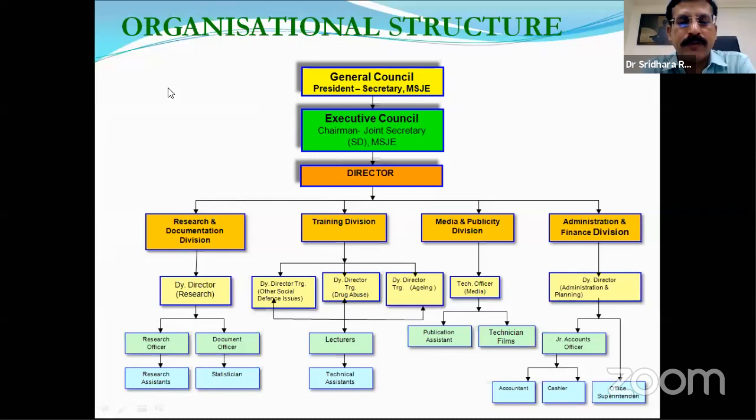And another one of the main prime divisions is the senior citizen division. Under that, we have some subordinate staff. You can see that in our organizational structure. Right now we don't have lecturers and other technical staff. Now we have prepared the cadre review. Under that cadre review, assistant directors and other posts are created. Next slide, please.